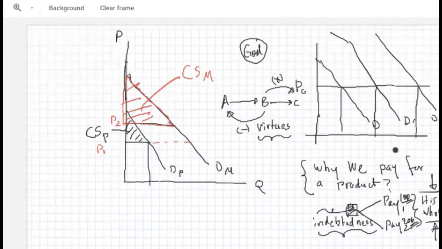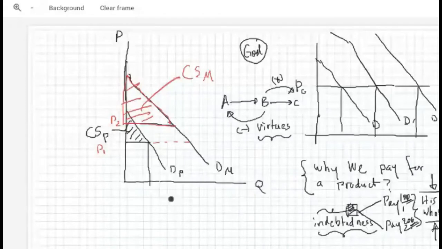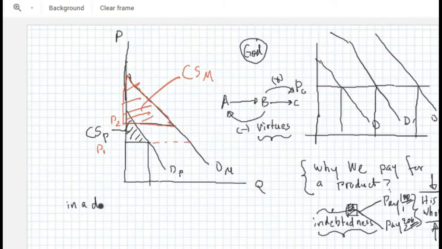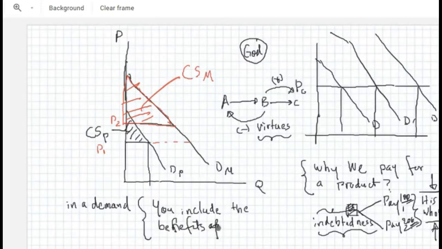But in any case, our target is to understand that, look, even if you pay differently, even if the richer pay a higher price, the consumer surplus may be bigger because of the shift in demand function. And my particular point is that in a demand function, in any demand function, you include the benefits for which you are willing to pay.